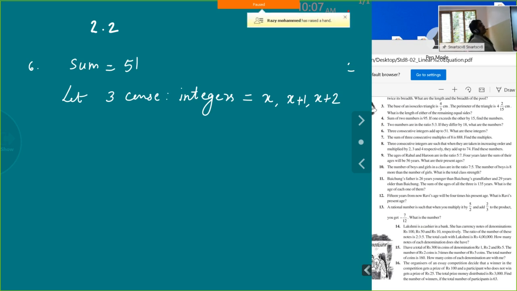Now it is given that the sum is 51. Children, please listen. I'll give you a chance, please wait. The 3 consecutive integers, we take them as x, x plus 1, x plus 2.